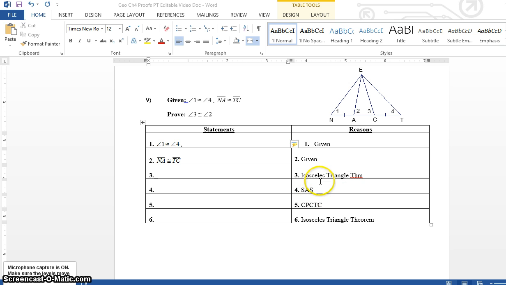Number 3, isosceles triangle theorem. Now it's important to understand where this is coming from. Isosceles triangles have two congruent sides, and we've known that since grade school. But the new thing is that when their sides are congruent, so are the base angles. If we look at this big triangle NET, we see that angle 1 is congruent to angle 4. Oh my goodness, wait. So two of the angles in the triangle are already congruent. That means their opposite sides will be.